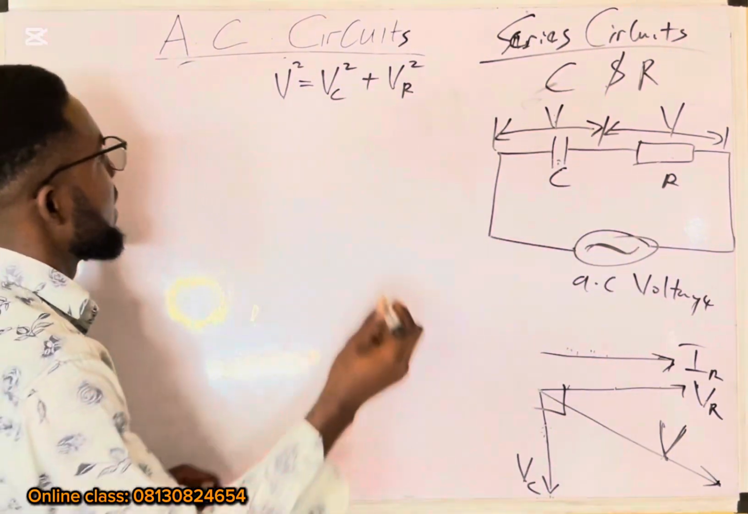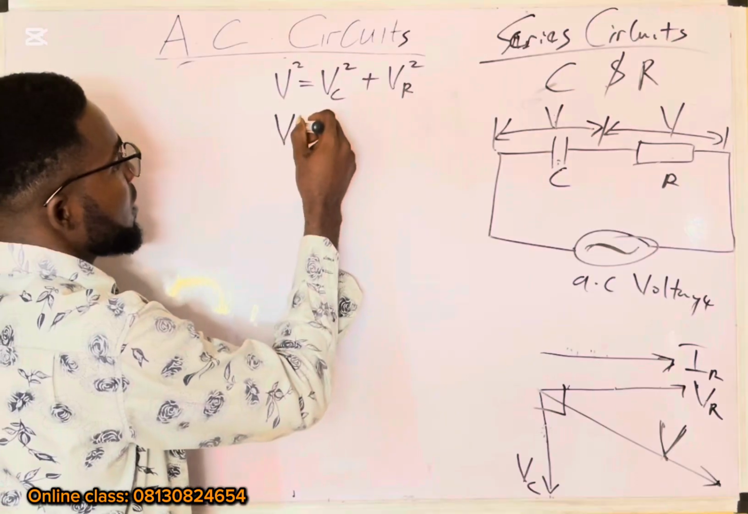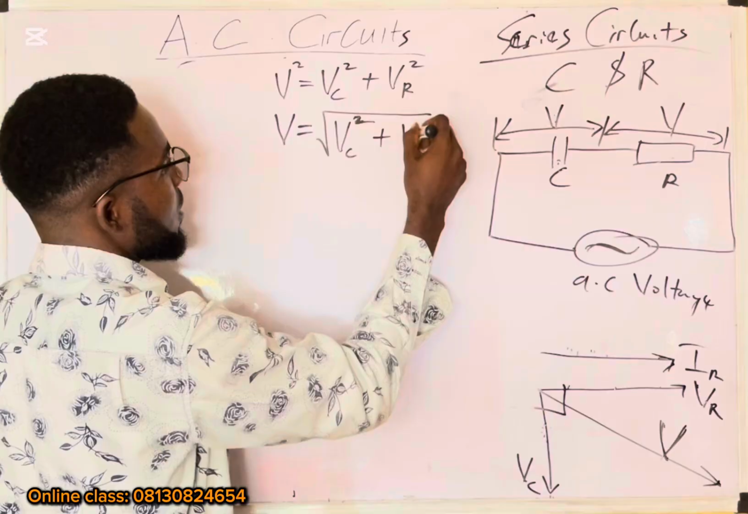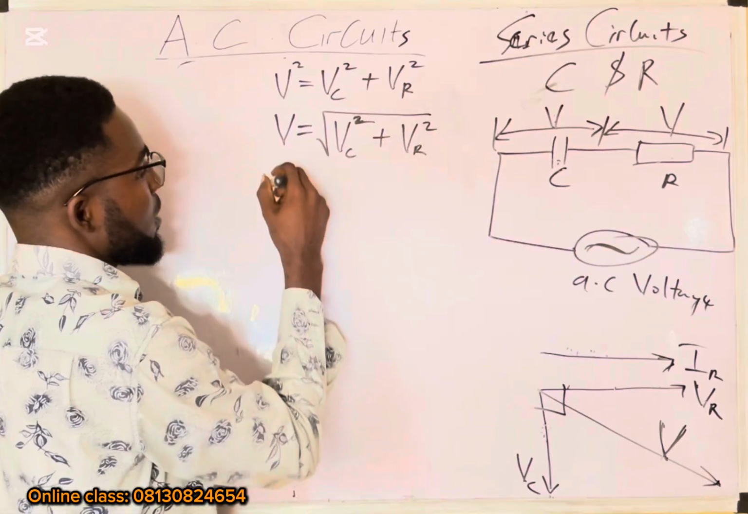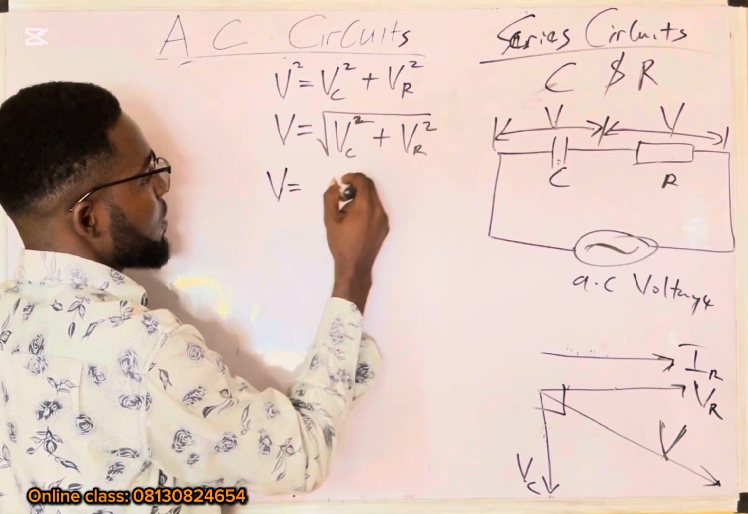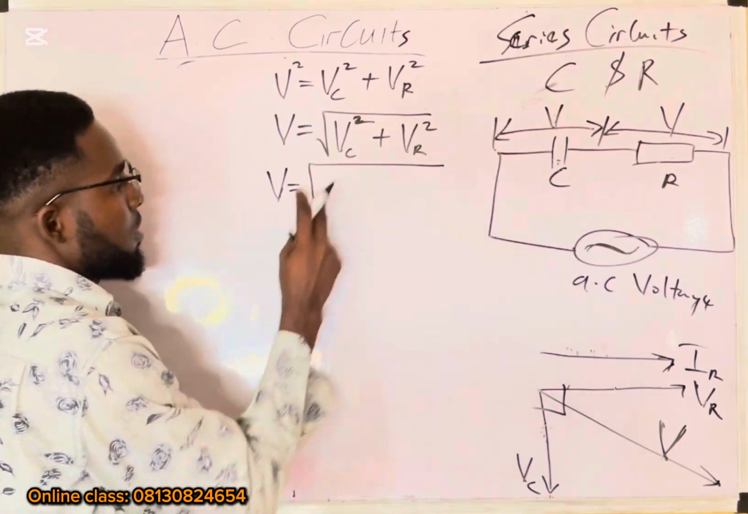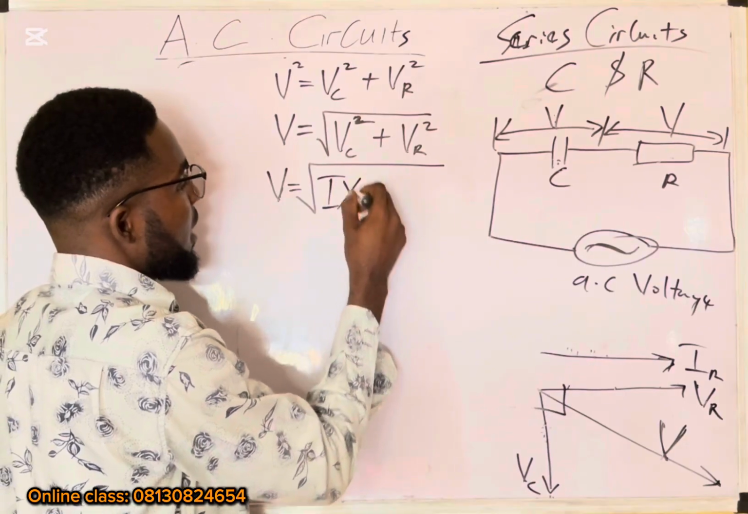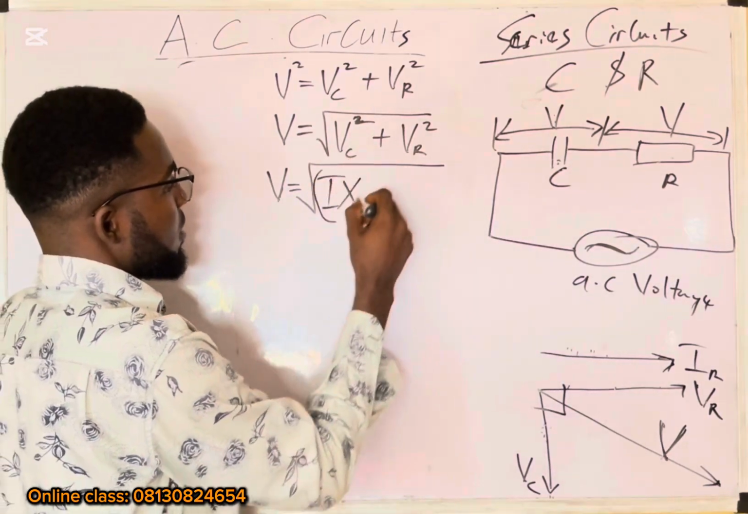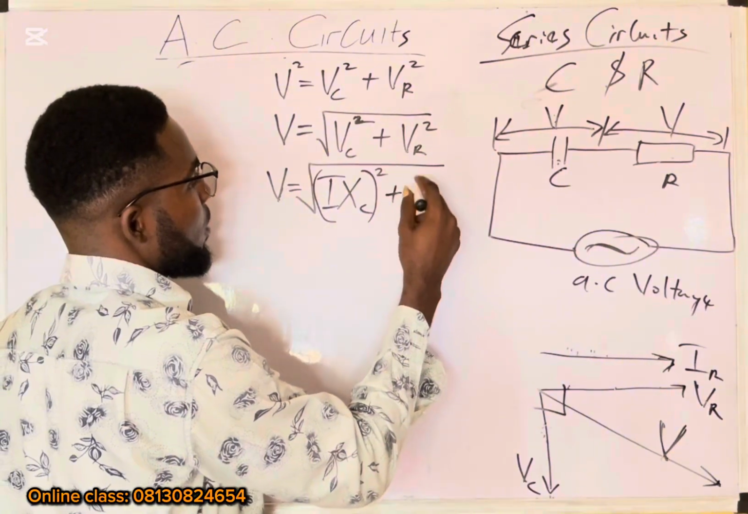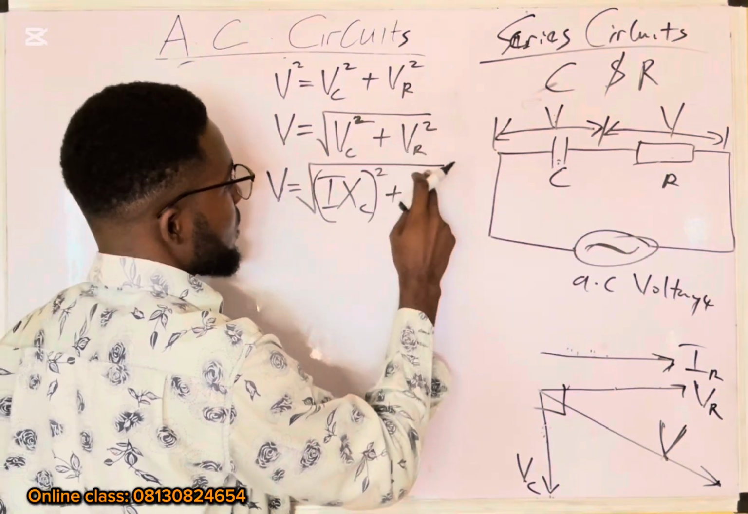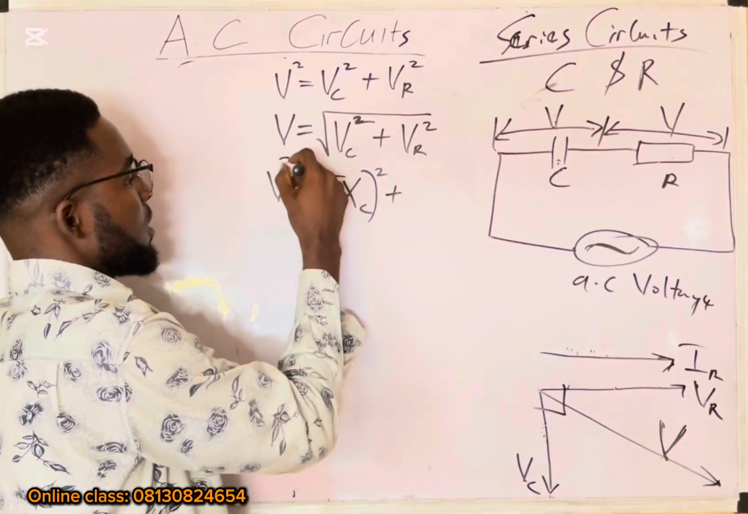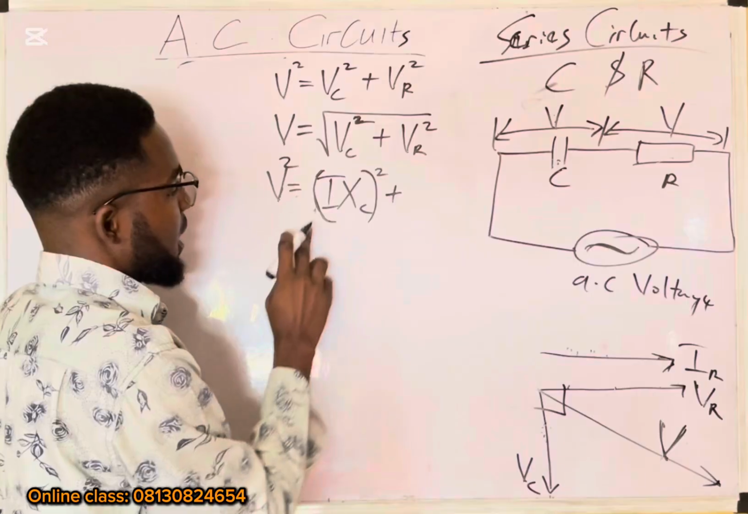Okay, let's move further. So therefore, V is equal to the square root of V_C raised to the power of 2 plus V_R raised to the power of 2. So that is V equal to square root. What is V_C? V_C from Ohm's law is I times X_C, raised to the power of 2 plus, let me remove this first of all. The square root, let me put it here. As we are going, we'll bring it back.